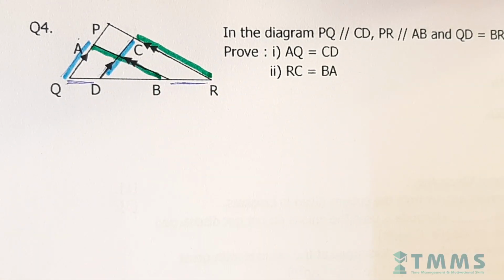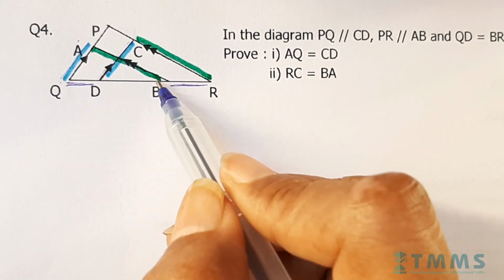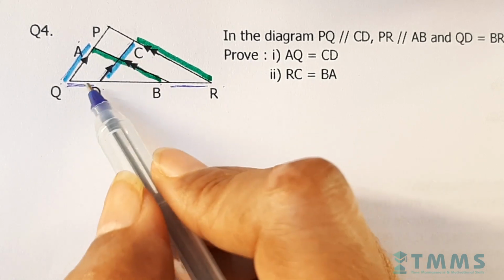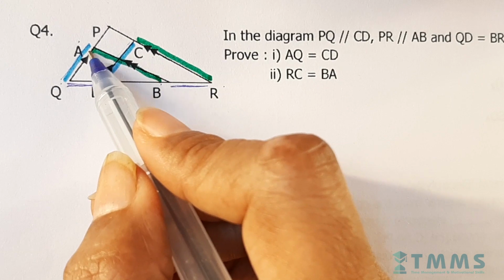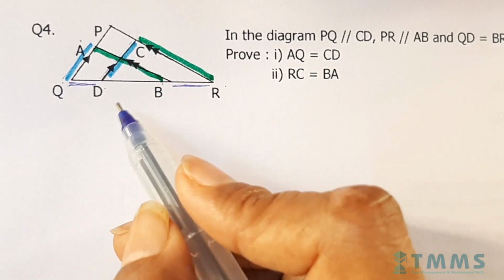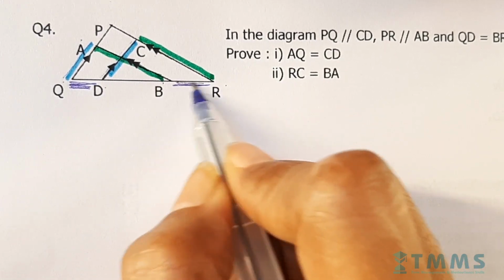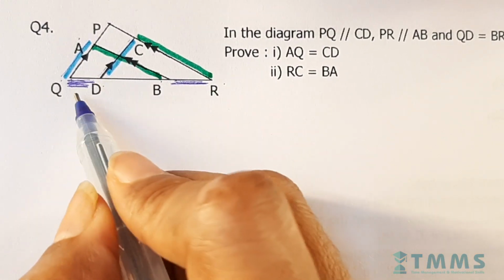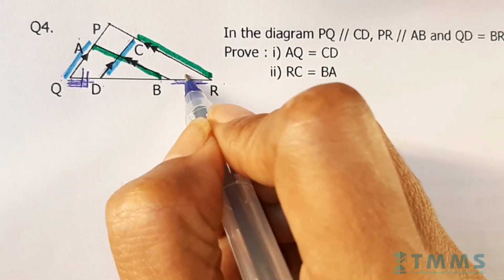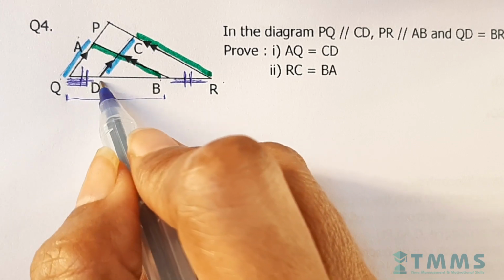Now, which are the two triangles that you see which contain these two sides? Of course, it will be AQB and CDR. But we know that in the two triangles, we have to prove that the two corresponding sides are equal. So, you have to connect what is given as equal, that is QD, and what is equal here to it, BR. So you got to connect QD with BR.